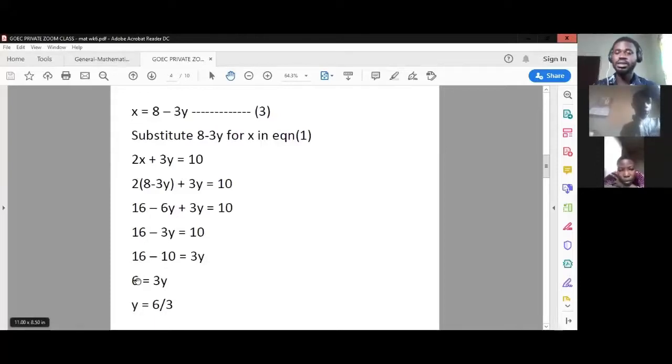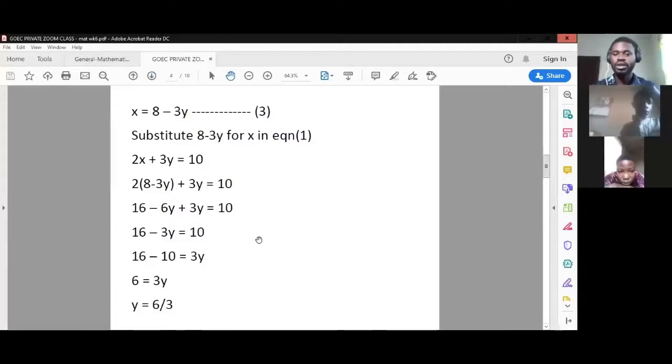When you do 16 minus 10, you're going to get 6. You don't need a calculator to do that. You can just do that offhand. 16 minus 10 gives us 6 equals to 3y. And then because we are looking for y, you divide both sides by what? Divide both sides by 3. y equals 6 divided by 3, and that gives us y is equal to 2.